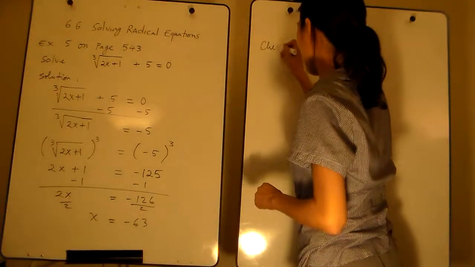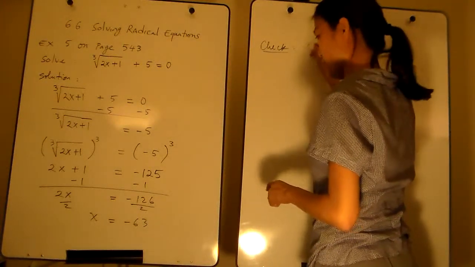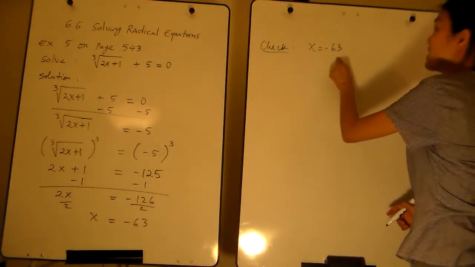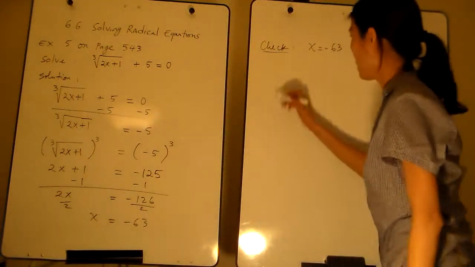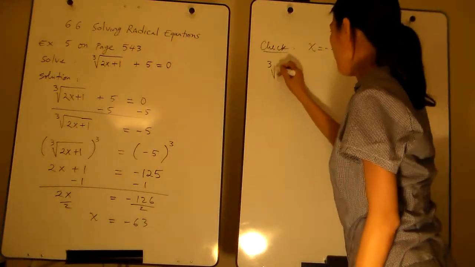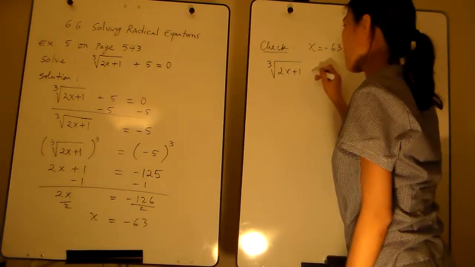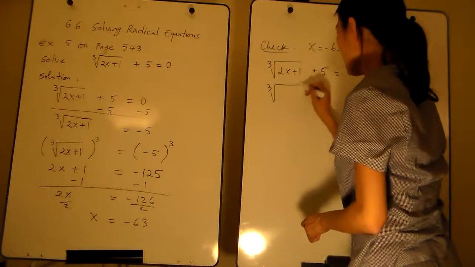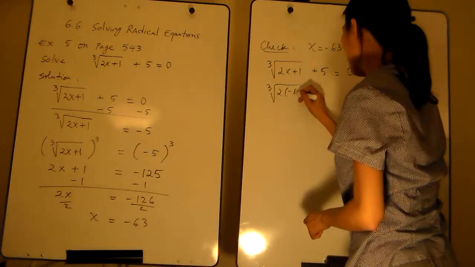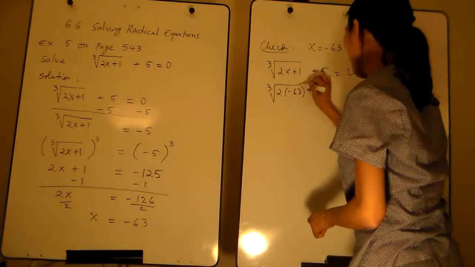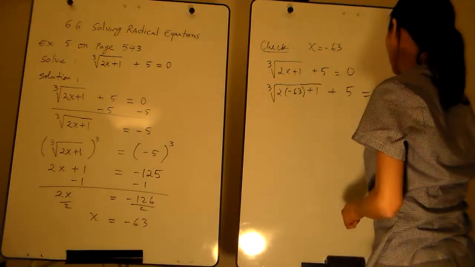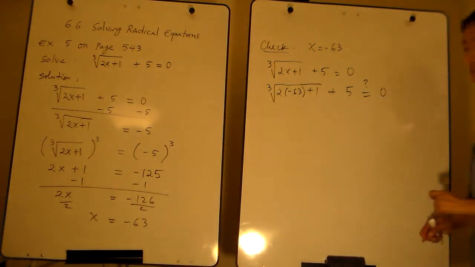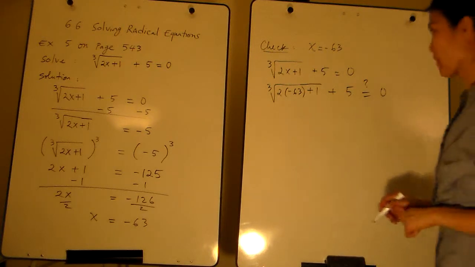So let's check. We check x equal to negative 63. We replace the x in the original equation with negative 63. The original equation is the cube root of 2x plus 1, plus 5, equal to 0. Substituting, we get the cube root of 2 times negative 63 plus 1, plus 5, equal to 0. Once we substitute, we don't know if the left hand side equals the right hand side, so we put the question mark here.